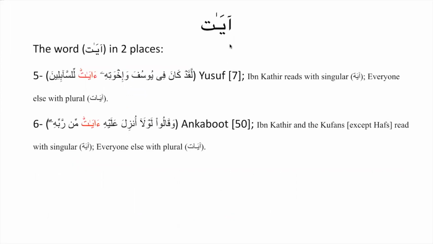The next word is ayah or ayat, 2 places in the Quran. The first in Surah Yusuf, لَقَدْ كَانَ فِي يُوسُفَ وَإِخْوَتِهِ آيَاتٌ لِلسَّائِلِينَ. Ibn Kathir is the only one who reads with the singular, ayatul lis-sa'ilin. Everyone else reads with the plural, ayatul lis-sa'ilin. And the second place is in Surah Al-Ankabut, وَقَالُوا لَوْلَا أُنزِلَ عَلَيْهِ آيَةٌ مِّن رَبِّهِ or آيَاتٌ مِّن رَبِّهِ. Ibn Kathir and the Kufan reciters, except for Hafs, they read with the singular. Everyone else reads with the plural.